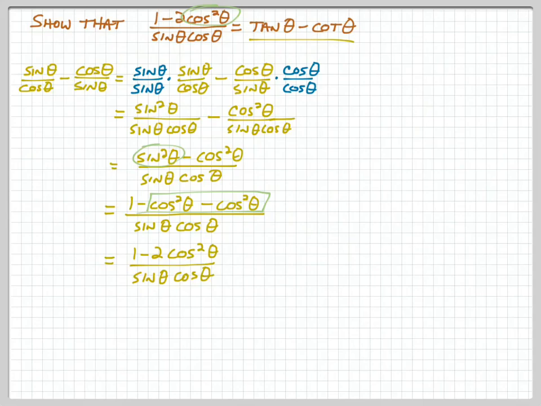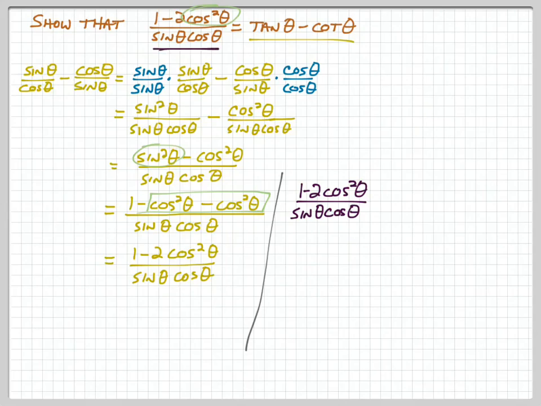All right, so that's approaching it from the right-hand side. Let's see what would happen if we did it from the left-hand side. Now, we do have the benefit of knowing how this works out. So technically, we could go from the bottom all the way up, start with the bottom yellow expression, and work our way back up. But let's try and do this as if we didn't realize that was going to happen. So we'll take (1 minus 2 cosine squared theta) over (sine theta cosine theta).